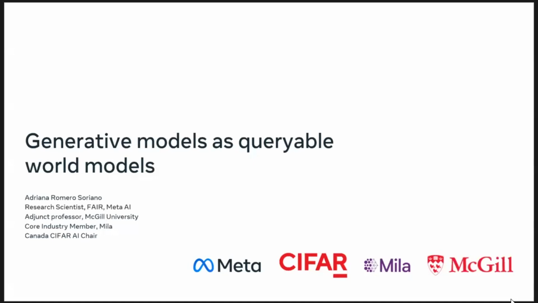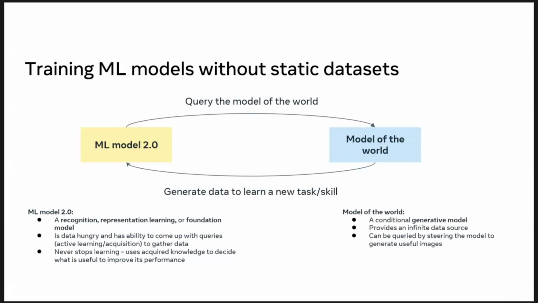As mentioned, I'll be talking about generative models as queryable world models for today's talk. Reviewing a bit what happened over the past few years, what we've seen is immense success in training large-scale foundation models. Part of this success has been because of access to large-scale data sets crawled from the internet. However, with the recent advances in generative AI, one question that researchers have started thinking about is whether we can use the generative models as sources of data.